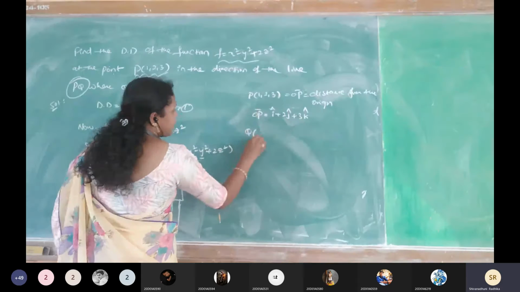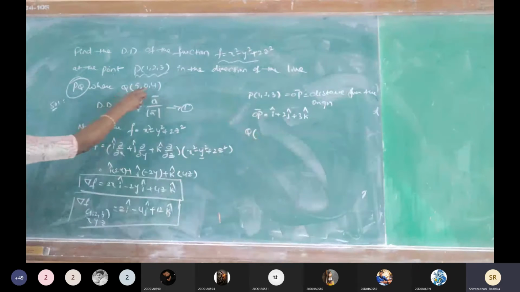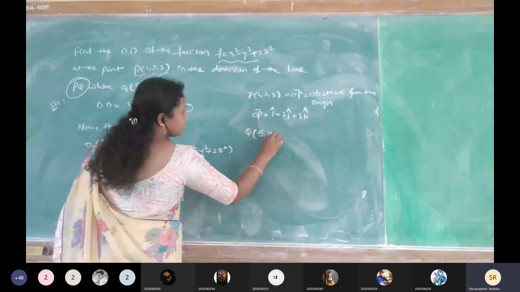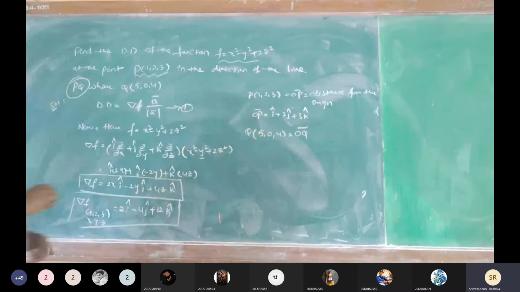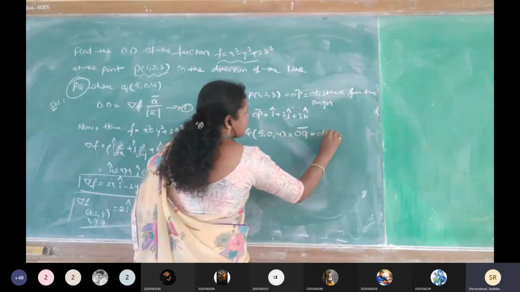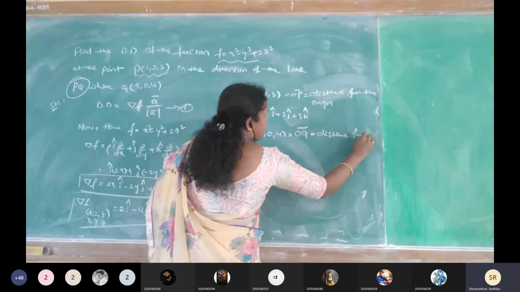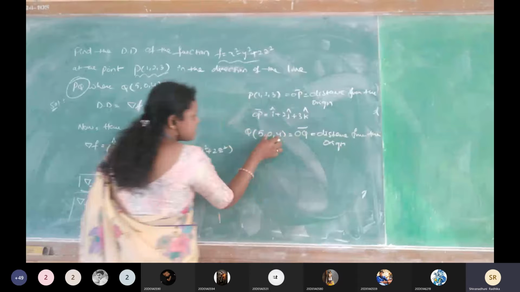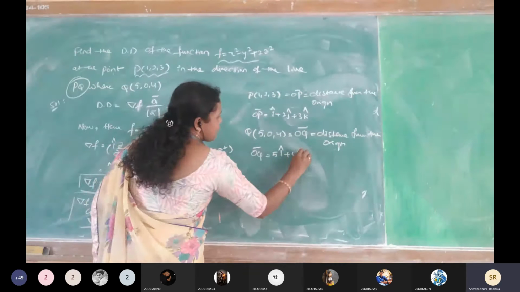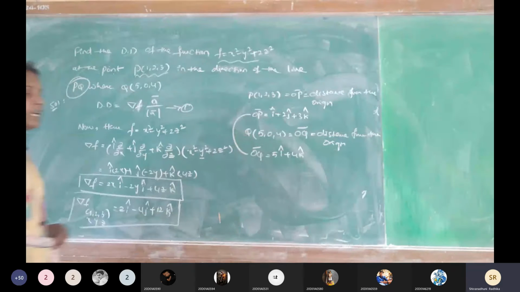Again we have the Q point. What is the Q point here? 5, 0, 4. So again I am going to find OQ bar, the line from the origin to the Q point. As given, OQ bar equals 5 i cap, 0 j cap, plus 4 k cap. Is it right? That is OP bar and OQ bar.